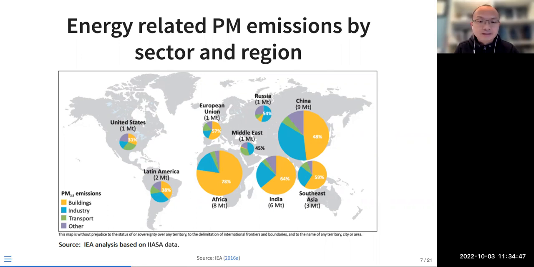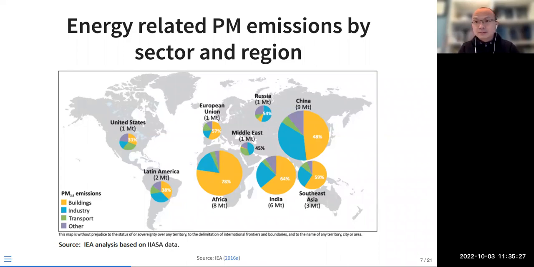I highly recommend reading through the chapters that you find interesting. This one shows where the PM emissions come from by sector and region. As you can see here, China, India, Africa, where PM pollution is still a big problem, and the building sector, industry sector, and the transport sector are the large sources of the PM pollution.